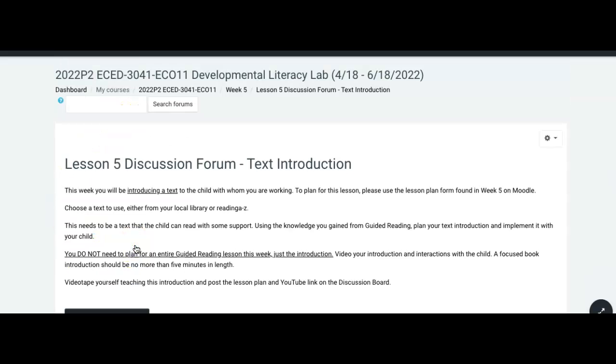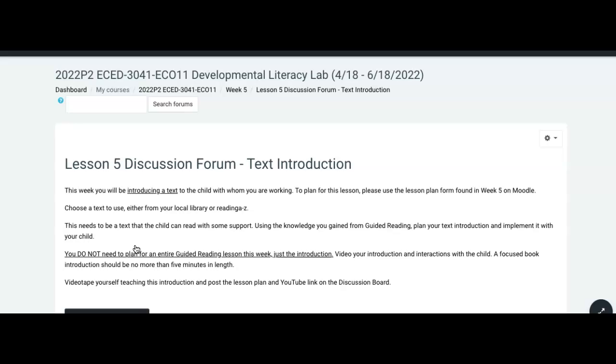This week, you're going to be writing a text introduction. And you're not teaching the lesson, you're just introducing the text to the child. That's all you're doing this week. You can reintroduce it next week and have them read it, but this week it is only the text introduction.